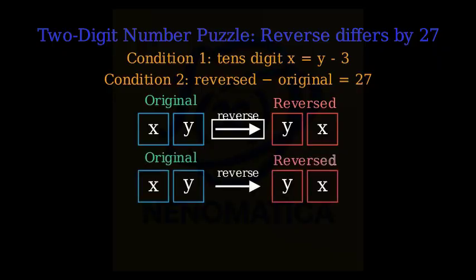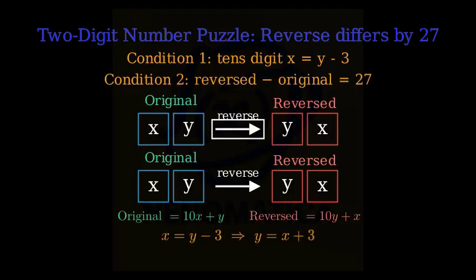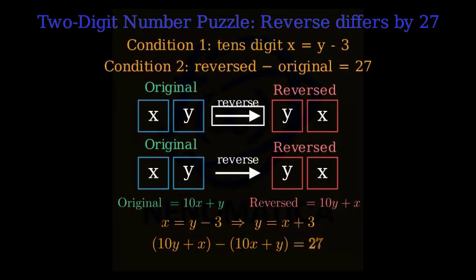Algebraically, the original equals 10x plus y, and the reversed equals 10y plus x. Now write the two conditions as equations. From condition 1, x equals y minus 3, so y equals x plus 3. From condition 2, reversed minus original equals 27. (10y plus x) minus (10x plus y) equals 27. Substitute y equals x plus 3 into the difference equation.